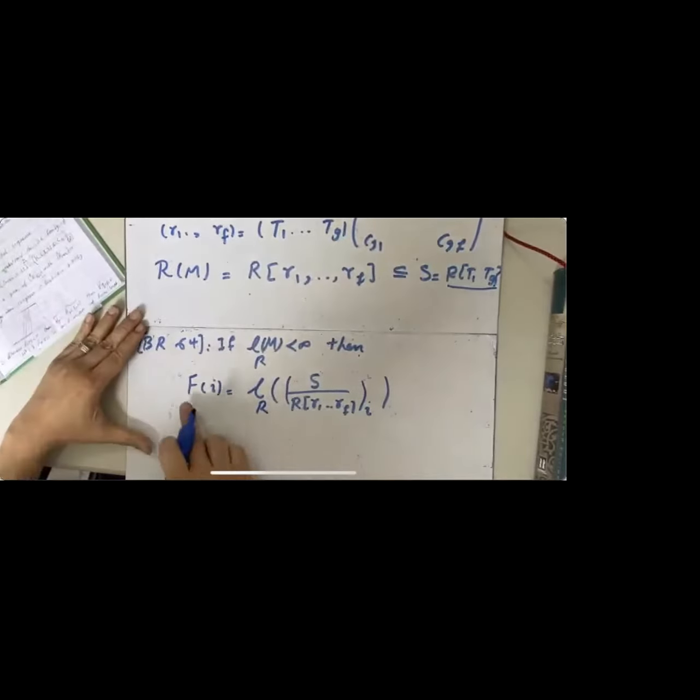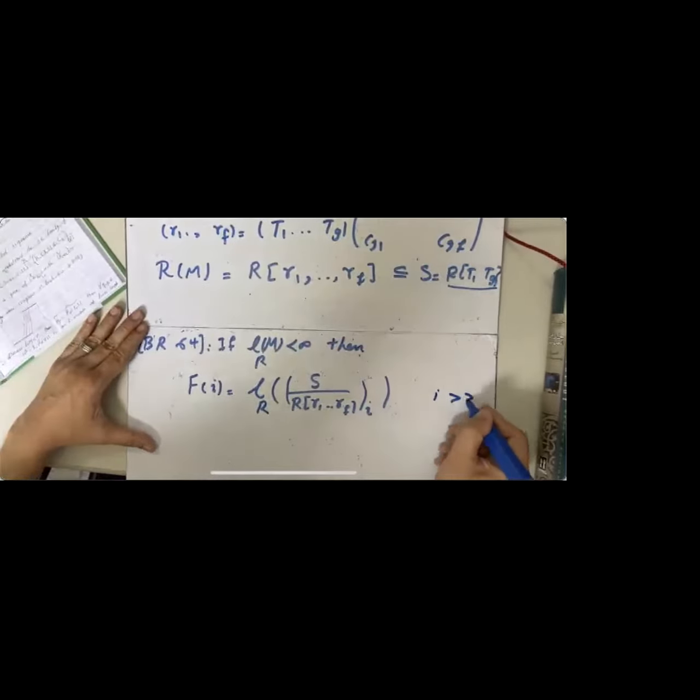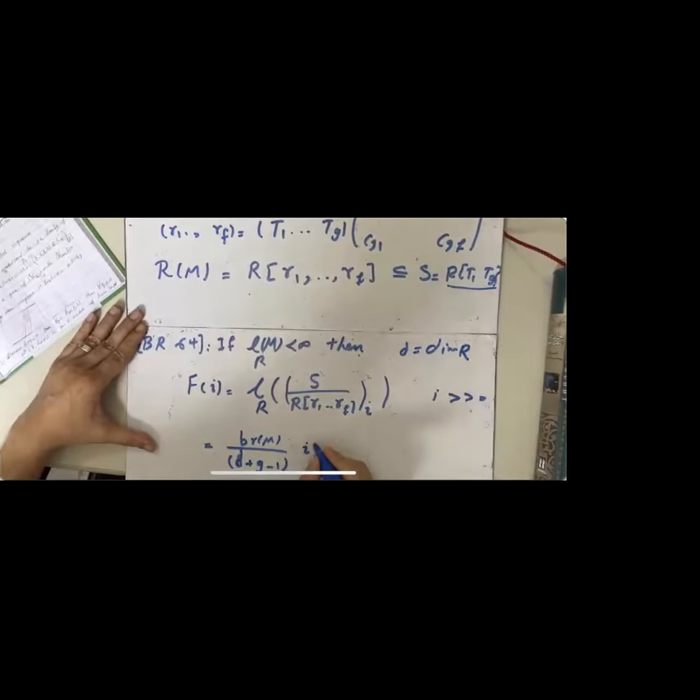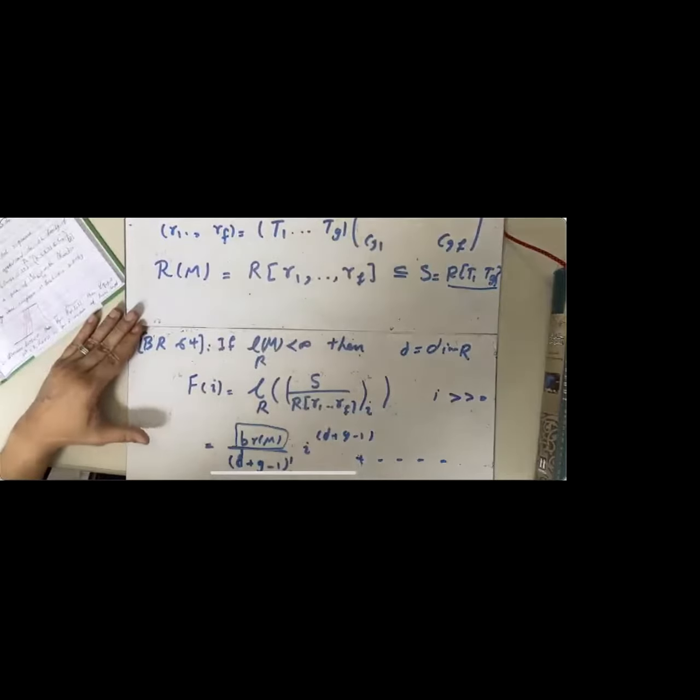So this function becomes a polynomial for i big enough, of degree d plus g minus 1, where d is the dimension of R, of the form BR(M) over (d plus g minus 1) factorial times i to the d plus g minus 1, and so on. So this coefficient here is the Buchsbaum-Rim multiplicity.